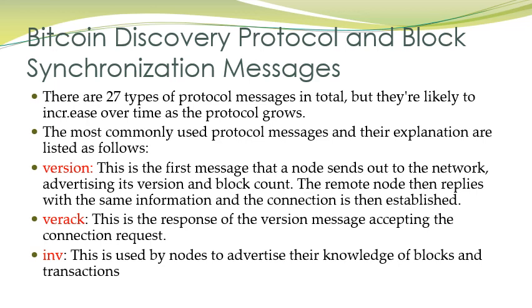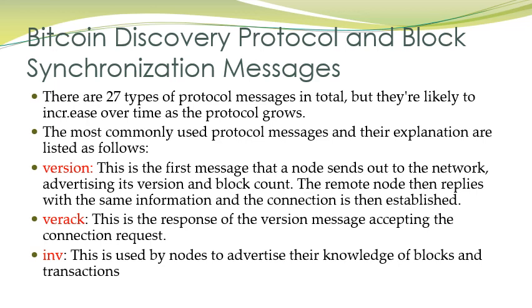So this is the first message, version. This is the first message that a node sends out to the network when it joins a network. The node will advertise itself. The node will send its version number to all the peer nodes in the Bitcoin network. So this is the first message that a node sends out to the network.